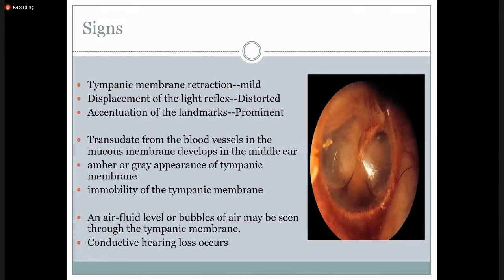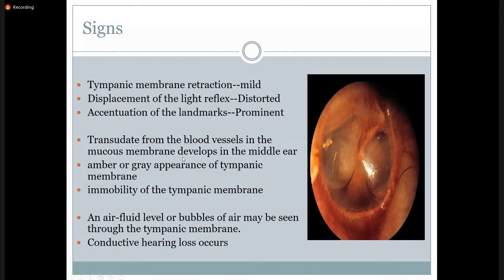Signs: what the doctor sees in the patient. In patients with serous otitis media, there is tympanic membrane retraction. The tympanic membrane is inverted, retracted inwards medially, the light reflex is slightly displaced, and the landmarks are attenuated. They become prominent like pendulum areas.